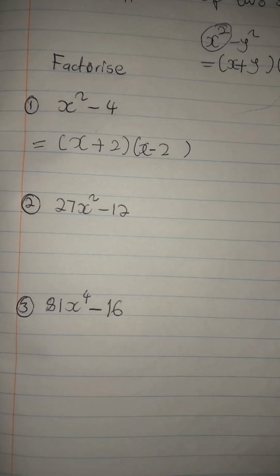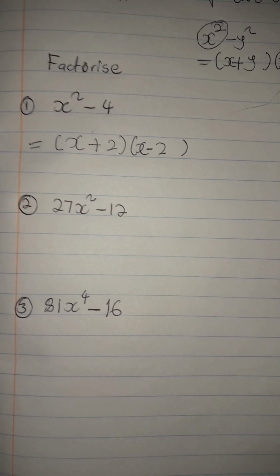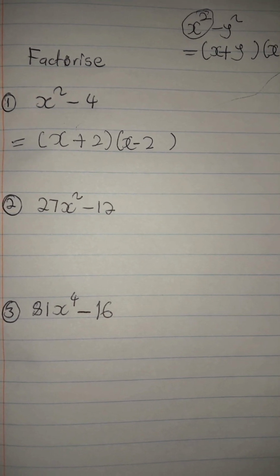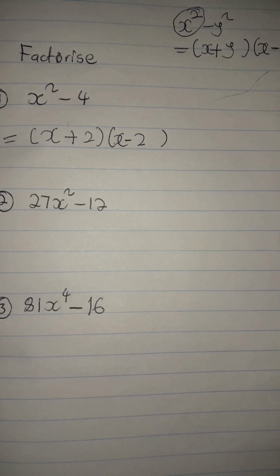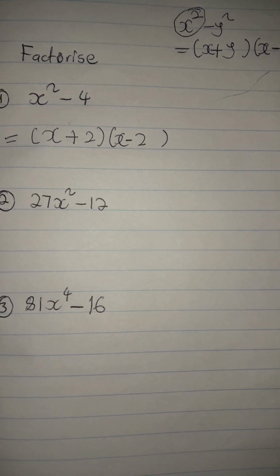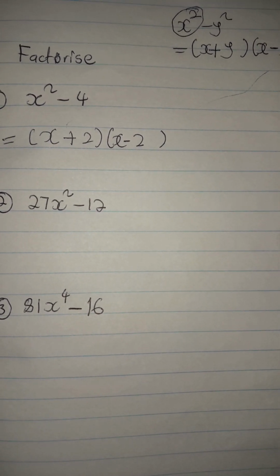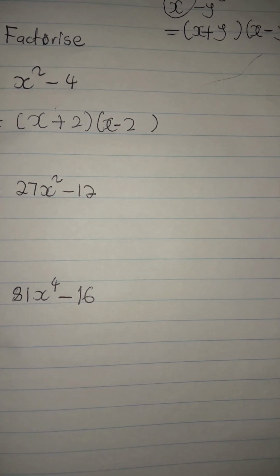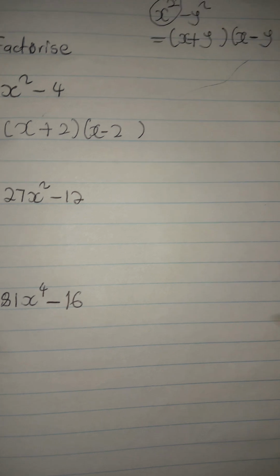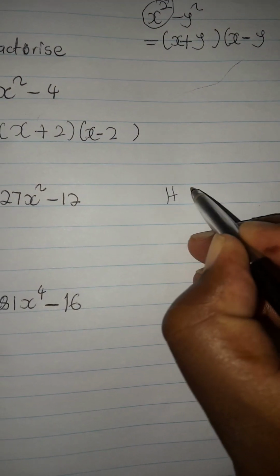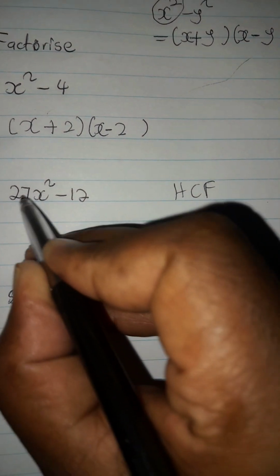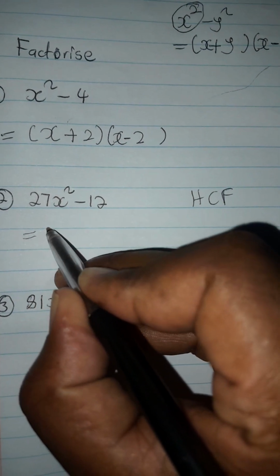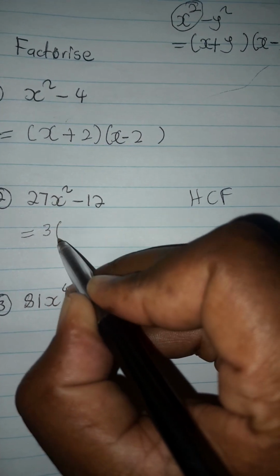The second equation, we are given 27x squared minus 12. Is that a difference of two squares? Yes, but what do we do? In this case, we are always going to look for a highest common factor. What is the highest common factor here? Definitely that should be 3. So when we factor out here, we are going to say 3.